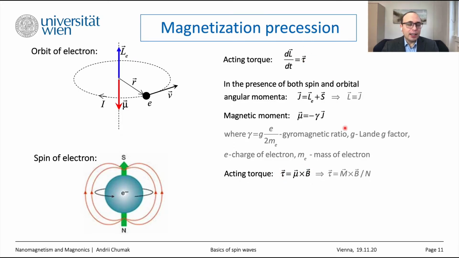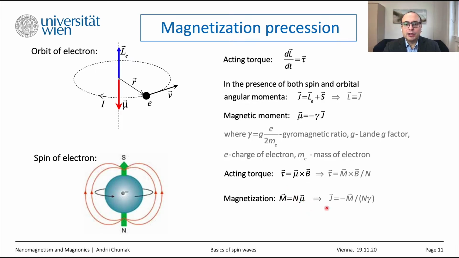And the final step we need to take into account is to switch from a single atom to the real body. In this case, we introduce a parameter which is named magnetization. So magnetization is the total magnetic moment. It means that you just sum all the magnetic moments you have and divide by the volume of your material. So N here is the density of magnetic moments. The volume is already sitting here.